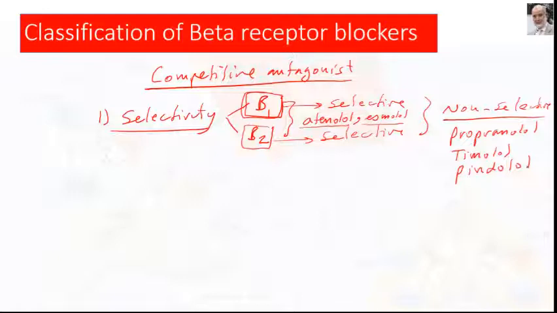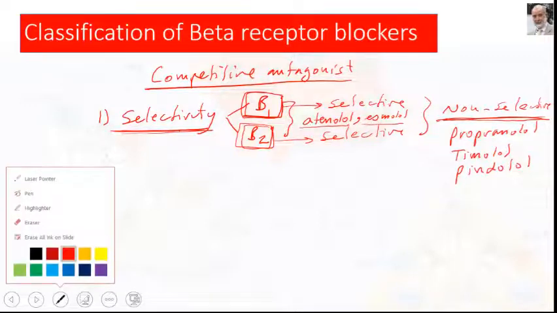So the first difference between beta blockers is their selectivity. Some of them are selective to beta-1, including atenolol, the most famous, which is used in treatment of hypertension, and esmolol, and there are selective beta-2 blockers, which have no therapeutic application. Some of them are non-selective. They block both beta-1 and beta-2 at the therapeutic doses, and this includes propranolol, which is the prototype of all beta blockers, timolol, and pindolol. Okay, this is the first difference.